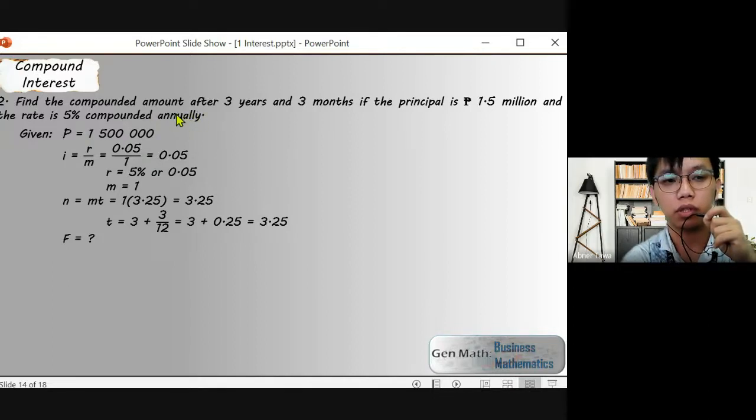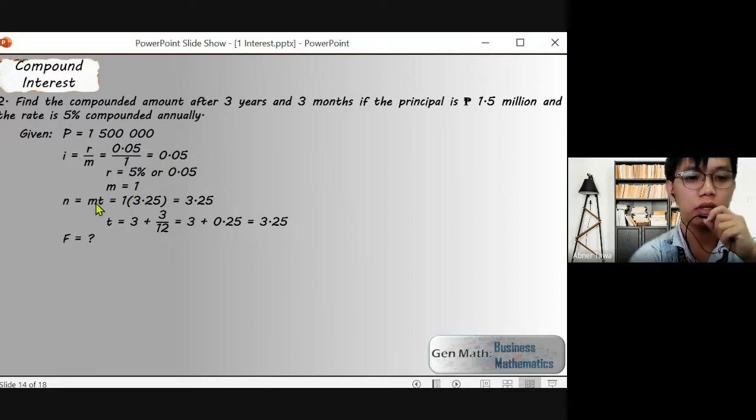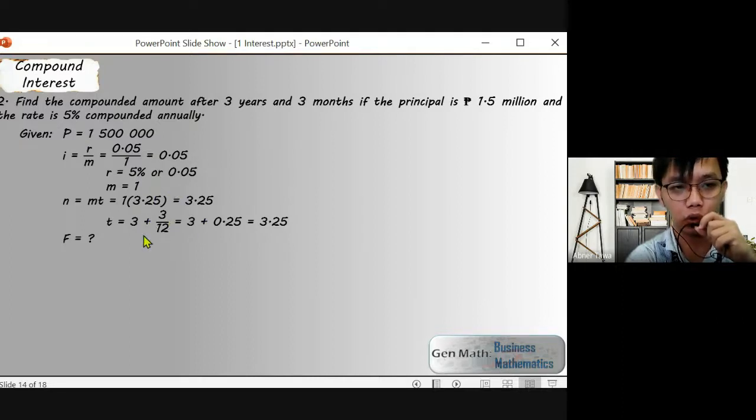So there is 12 months in a year. So the value of M will be 1. And 0.05 divided by 1 is simply 0.05. So that will be the value of our I. And then for the N, M is still 1. So whatever M we used in solving I, that is also our M in solving the value of N. And then all we need to determine is the length of time.